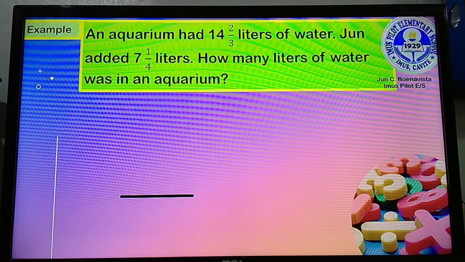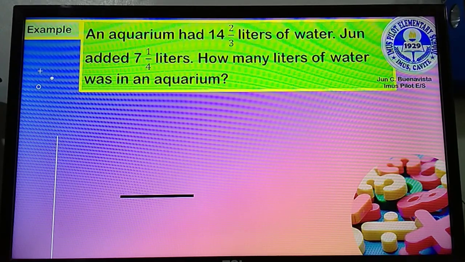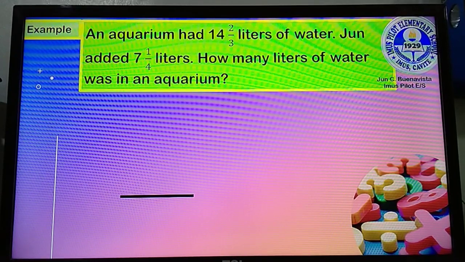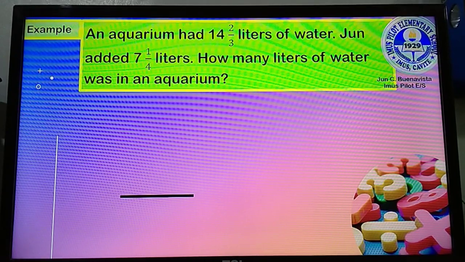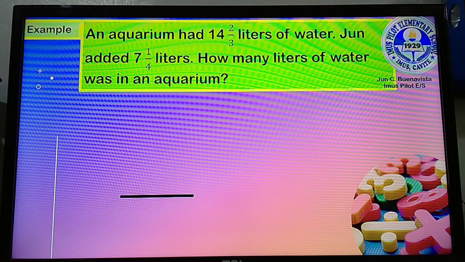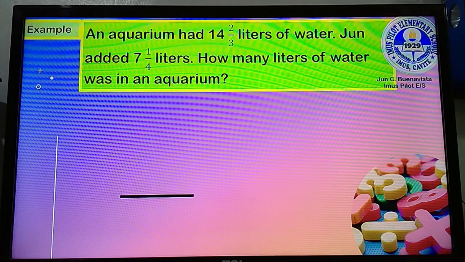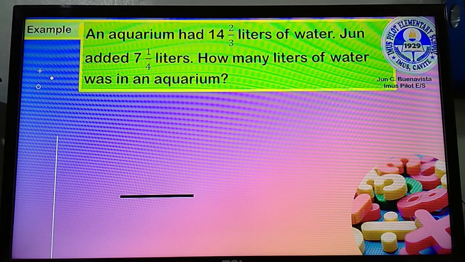I have another problem. Okay, we are going to read. An aquarium had 14 and 2/3 liters of water. June added 7 and 1/4 liters. How many liters of water was in the aquarium? Now let us analyze. Our given facts are 14 and 2/3 and 7 and 1/4.